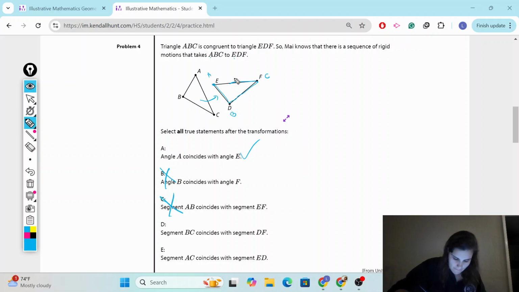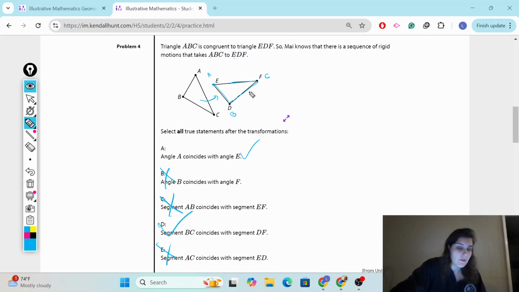Nope. Segment BC coincides with DF. BC goes up here, DF goes up there. Yup. And segment AC coincides with segment ED. AC is here, ED is there. Nope. And we're done.